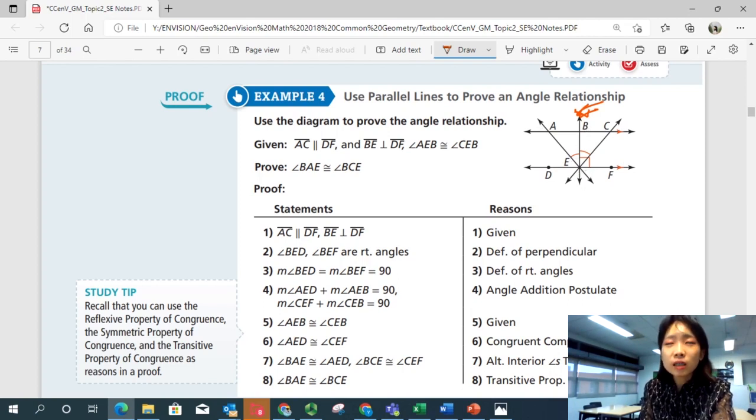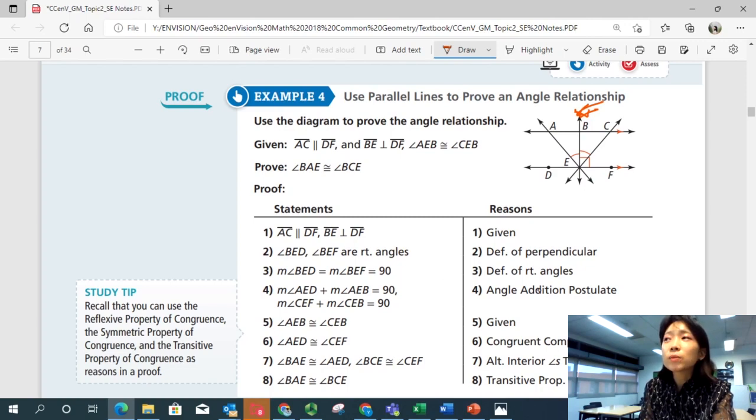So we're not proving any theorems now. We're just proving an angle relationship. It's a question, okay? We're proving using all the theorems and postulates we learned. So start with the given statement that these are parallel and that's perpendicular. And because we know they're perpendicular, it's going to be 90 degrees, right? They're right angles. So it's a right angle here, it's a right angle here, right? So BEF, BED, they're 90 degrees. By definition, the measure of them are 90 degrees.